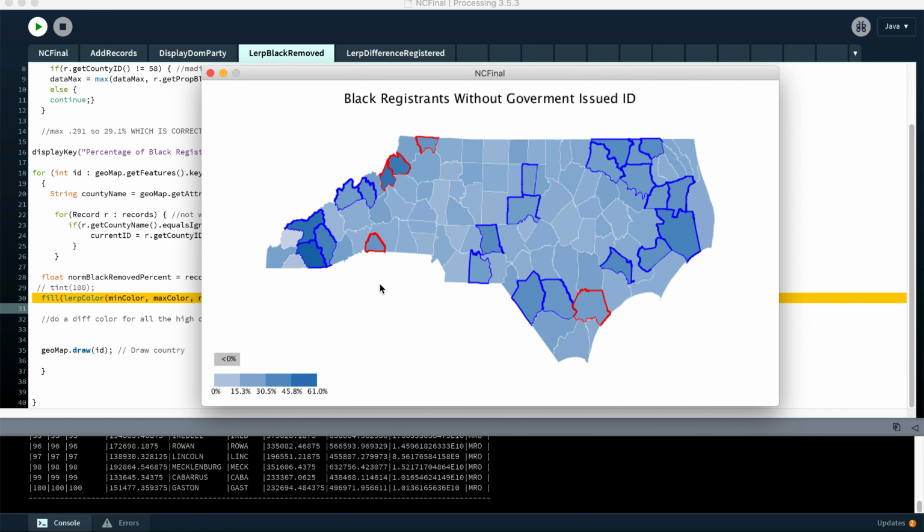And as you can see, the majority of the state has very high populations and percentages of black registrants without government issued ID. So counties have upwards of 61% of black registrants who do not have a government issued ID.